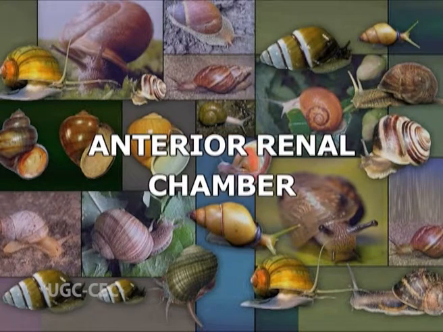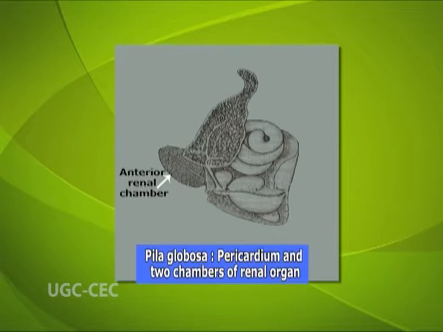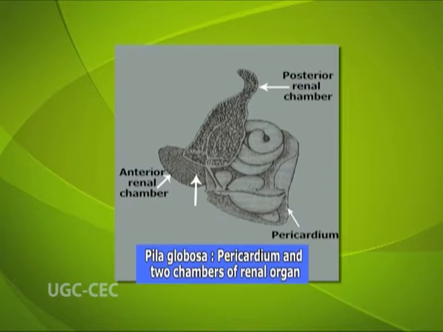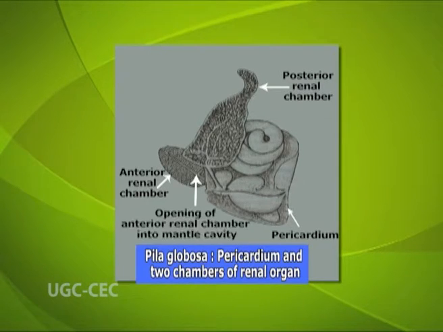Anterior renal chamber. The anterior chamber is more or less ovoid, reddish in color, smaller than the posterior chamber, situated in front of the pericardium. It opens into the mantle cavity by an elongated aperture on the right side of the epithelial ridge. On the other end, it communicates with the posterior renal chamber through an internal opening.